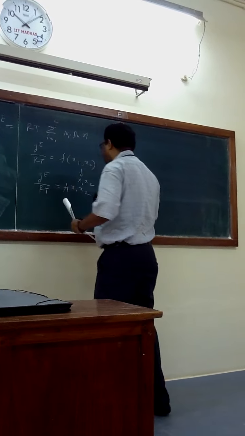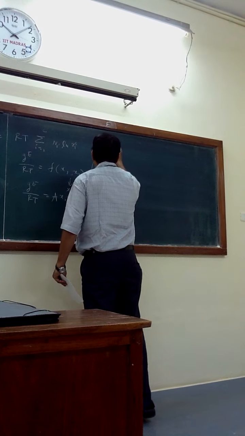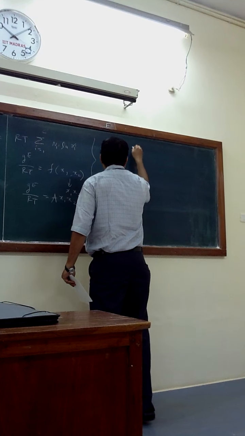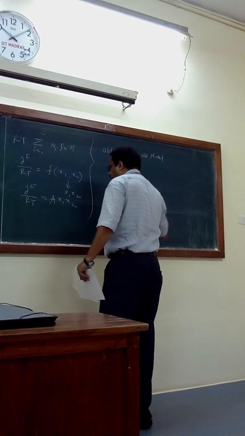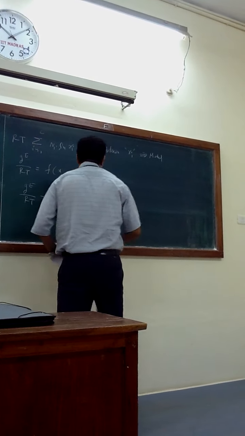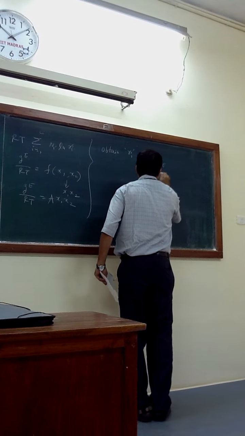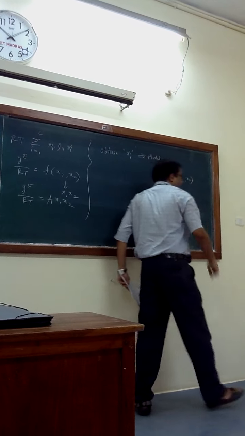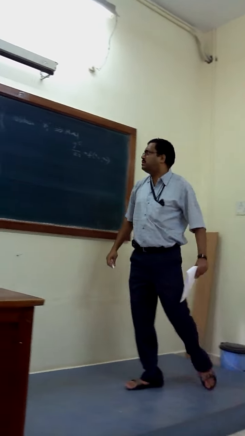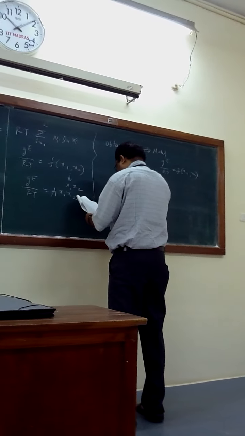How do we actually get gamma i? What is the objective of all these models? To obtain gamma i. We have to propose the model. So the model is GE by RT as a function of x1, x2. And how do we use the model to get ln gamma i?